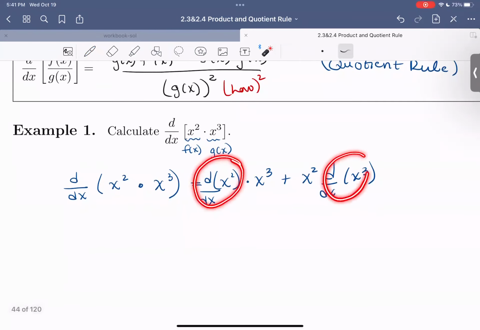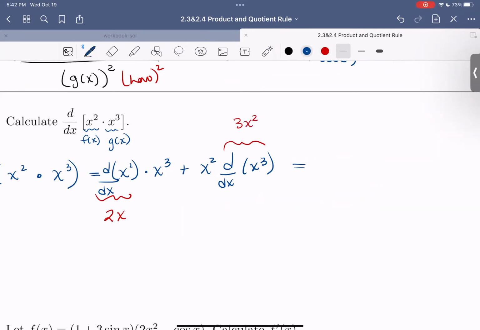So let's compute the derivative of each part here. The derivative of x squared we saw would just be 2x using that power rule. And the derivative of x cubed would be 3x squared. So now putting all this together, and maybe I'll use some color coding here, we have 2x times x cubed plus x squared times 3x squared.